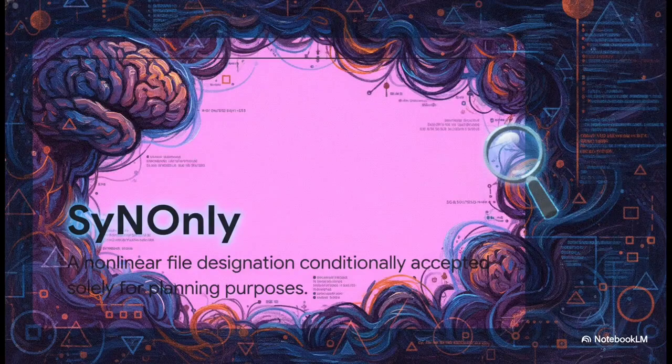Now, before we actually look at the visual proof of these alignments, we should quickly define the term SYN-only. The source notes that these files are specifically designated this way instead of using a generic, nonlinear naming convention. The pipeline is so unbelievably precise that Stage 8C conditionally accepted this nonlinear alignment strictly for planning purposes. This ensures absolute transparency about exactly what type of algorithm was used.